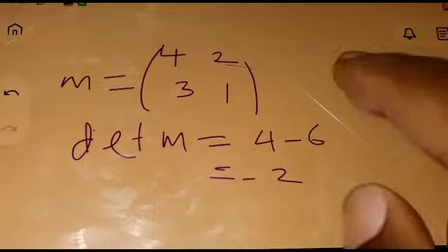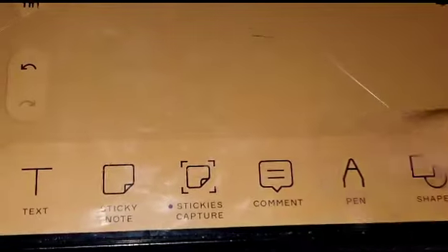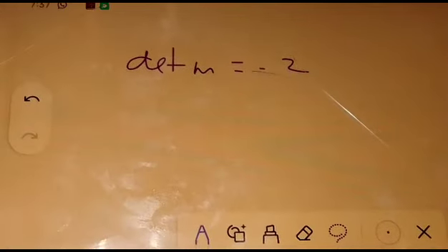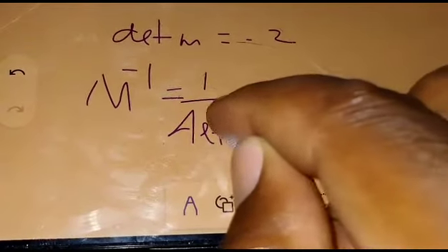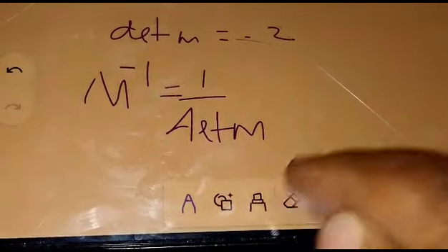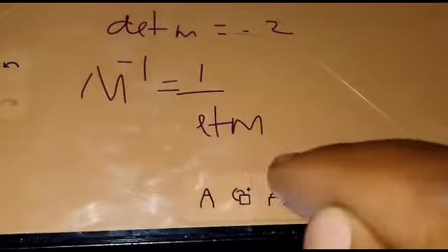Now in order for us to get the inverse, having gotten the determinant, we can say that now we know the determinant of M equals minus 2. So let's get the inverse of the matrix. If the matrix is M, the inverse of M is nothing but 1 over the determinant of that matrix, 1 over the determinant of M.